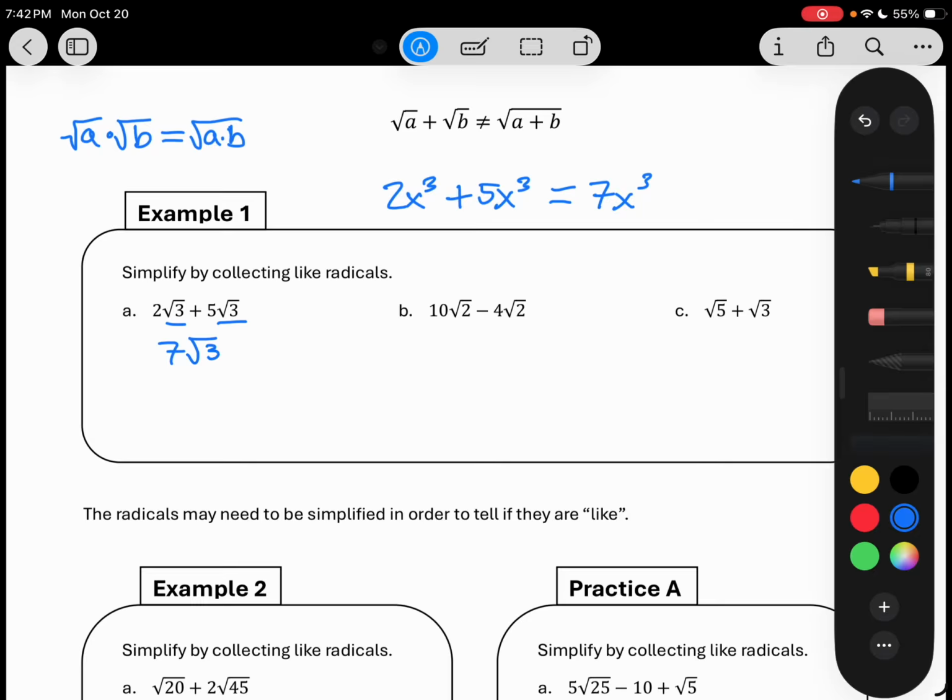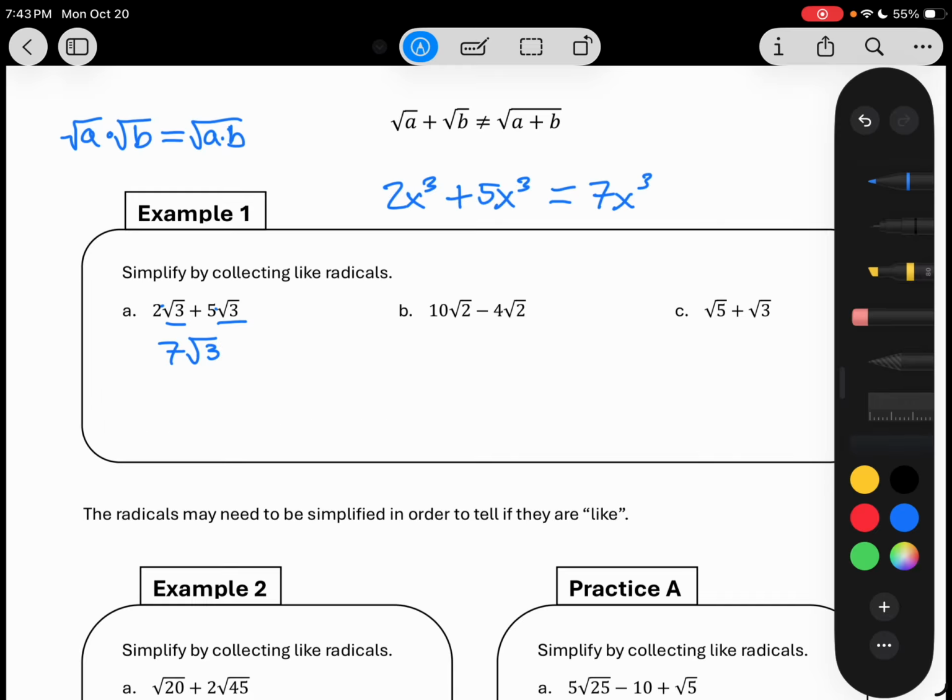Another way you can think about it, remember, when in doubt, write it out. If I have 2 times the square root of 3, that's really the square root of 3 plus the square root of 3. And if I have 5 times the square root of 3, that is 5 square roots of 3 being added together. So how many total square roots of 3 are being added? 1, 2, 3, 4, 5, 6, 7. So we would have 7 times the square root of 3. So again, using that principle of when in doubt, write it out.